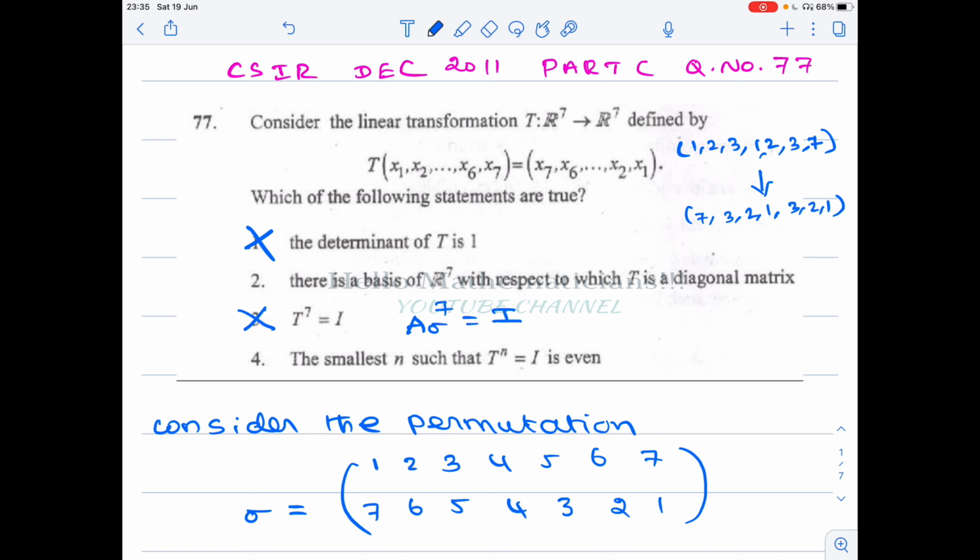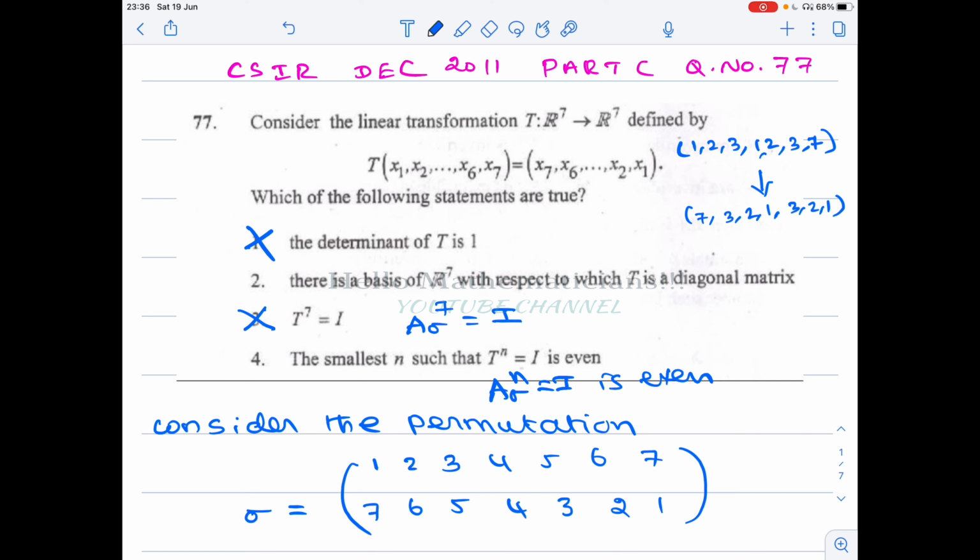Okay, the smallest n such that T power n equals I is even. So we write this statement in terms of A sigma: the smallest n such that A sigma power n equals I is even. That is the statement. But what is the smallest n such that A sigma power n equals I? That is precisely the order of A sigma. That is what we saw. I hope you can recollect the definition of the order of a permutation matrix in the group of permutations. Just go a little back in the video, you can see. We proved that the order of A sigma is 2.